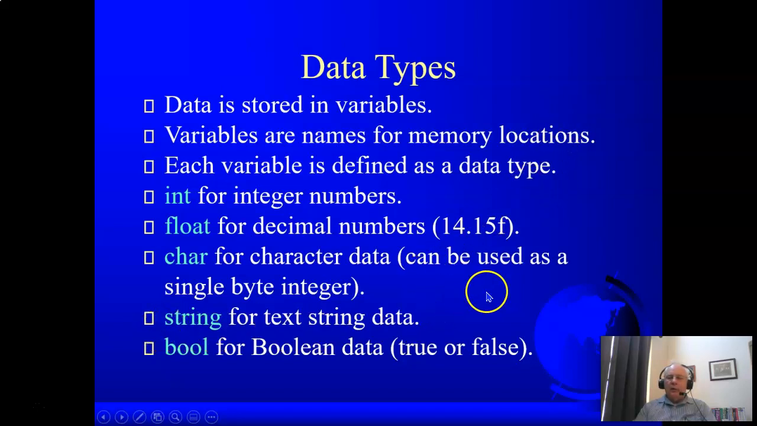Strings are like an array of chars, so you have a whole series of text stored as character data, and there's one additional character at the end called the null character. The null character is the value 0, and it's used to indicate the end of the string because strings are variable length. Bool for Boolean data, and this has a value of true or false.